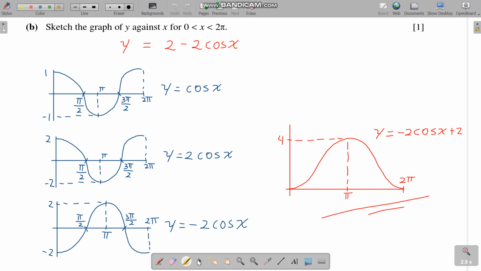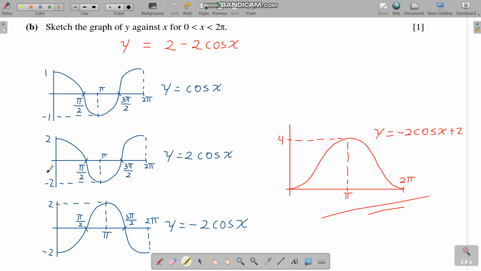And the second part is to sketch the graph. So the graph from the previous part is this. So let's start with the basic graph of cos x, which is like this. We have the maximum, minimum, x-intercepts, and for y equals 2 cos x, we stretch vertically, so 1 becomes 2, minus 1 becomes minus 2, everything else stays the same.